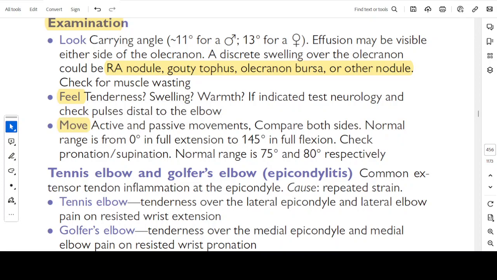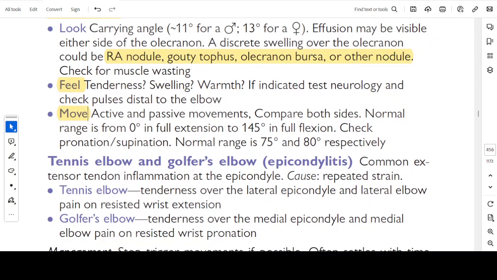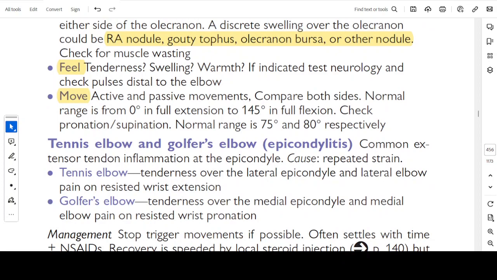Move. Active and passive movements. Compare both sides. Normal range is from 0 degrees in full extension to 145 degrees in full flexion. Check the pronation and supination. Normal range is 75 and 80 degrees respectively.